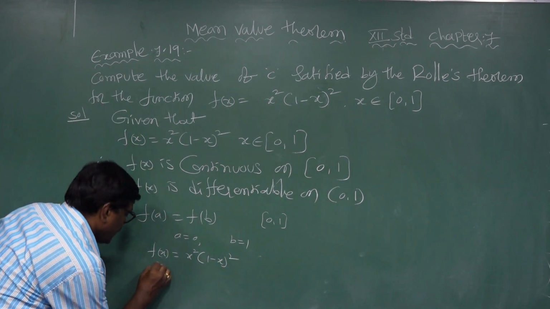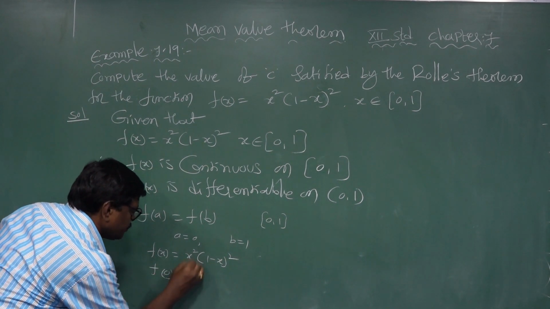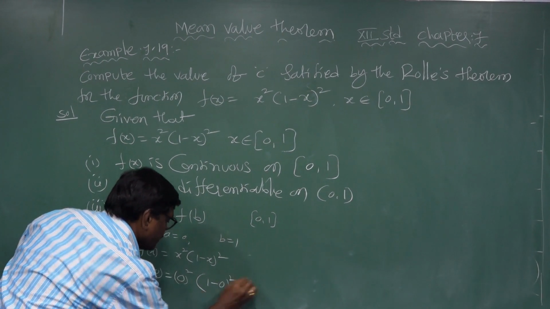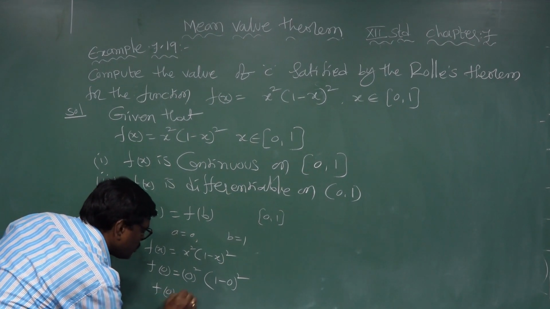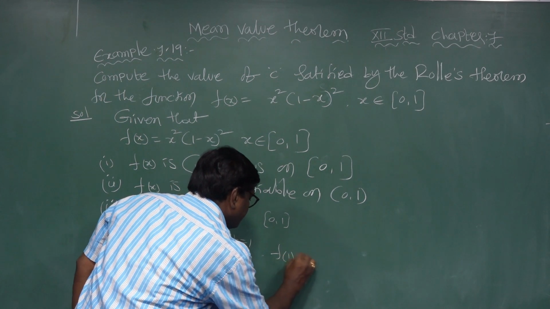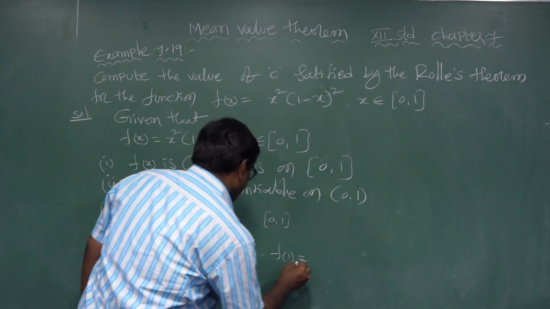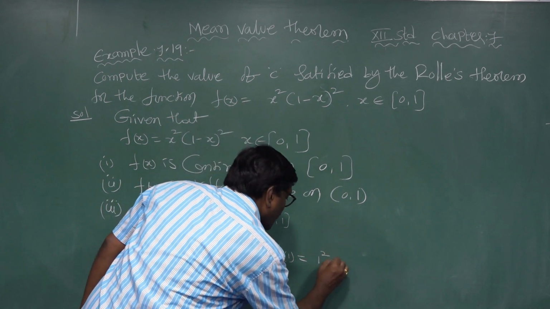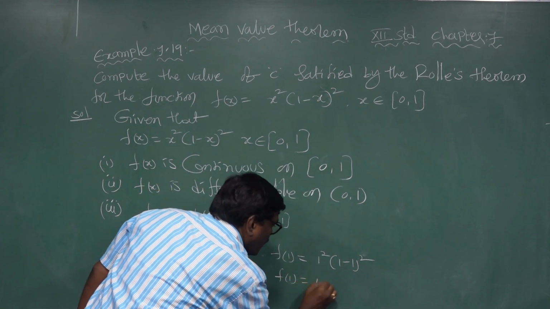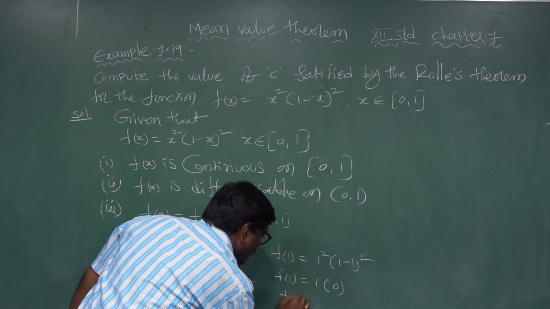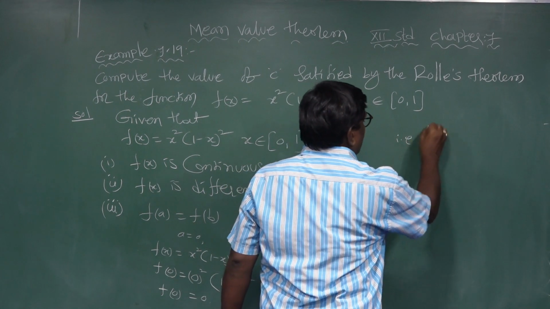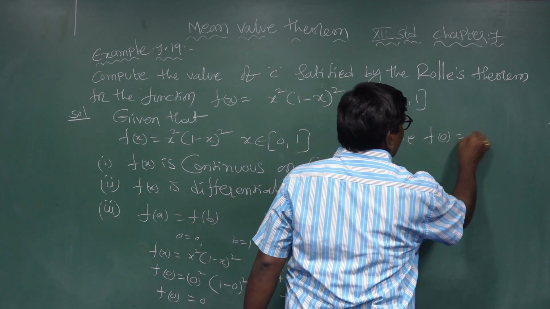F of 0 equals 0 whole square into 1 minus 0 whole square, so f of 0 equals 0. Next, f of 1 equals 1 whole square into 1 minus 1 whole square, which is 1 into 0, so f of 1 equals 0. That is, f of 0 equals f of 1.